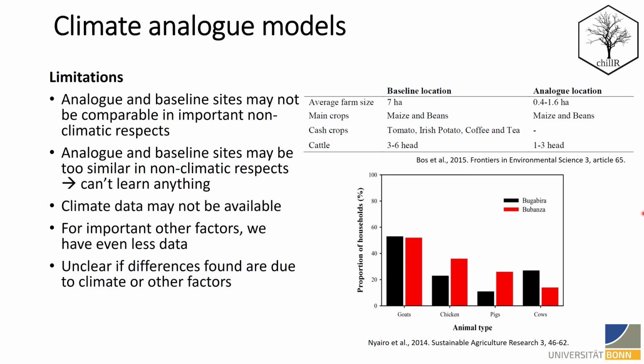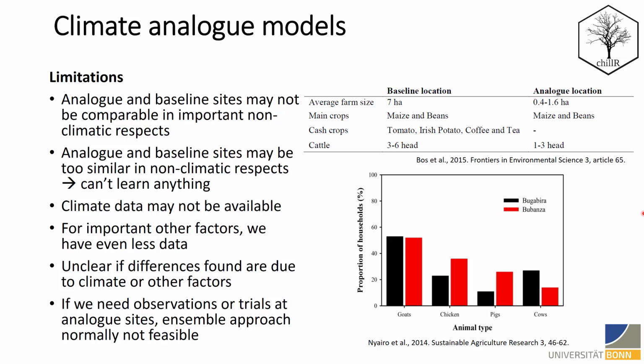It's usually unclear if the differences that you find, even if you find some, are due to the climate, which would make them useful as an idea for adaptation, or if they may be due to other factors and not actually be correlated to what you're interested in. And of course, if you actually want to make observations or trials at analog sites, so if you actually want to do something there, do interviews or surveys or whatever, and you want to use that state-of-the-art ensemble approach, then you have to all of a sudden travel to dozens of locations and do these analyses. So ensemble studies are, of course, much easier to realize with models than with actual field work. I think that should be relatively clear.